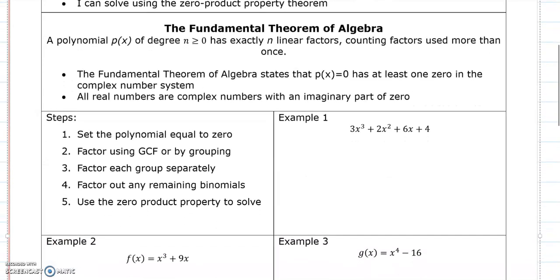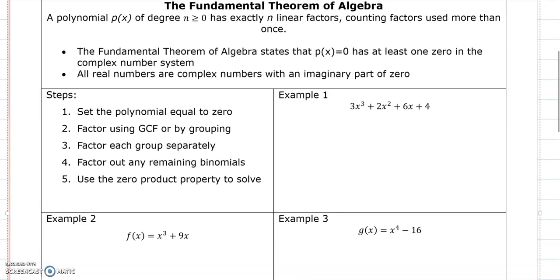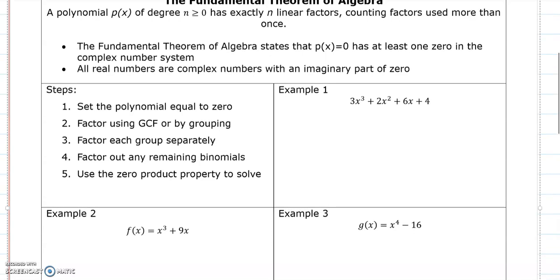So basically what we're going to do is look at the degree and determine how many zeros I should have, and then when I find all my zeros, show that that's how many I actually have. So for example 1, we have a third degree, so we're going to have 3 zeros.